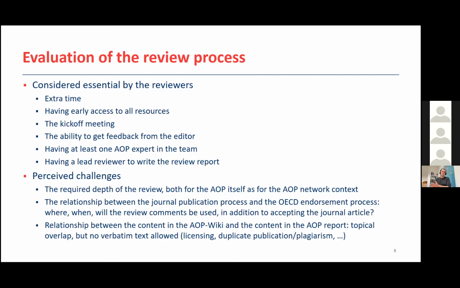So a number of elements to overcome some of the challenges with the review process that were considered essential by all of the reviewers were, in the first place, the extra time that's provided. Jason already indicated 6 weeks is the standard time that we provide. In some cases that is sufficient, in some cases an extension is needed. So it really is a significant process to go through the AOP, and a longer period of time for reviewing compared to a typical journal article review is definitely needed.